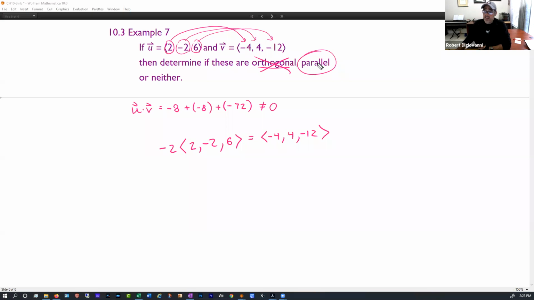It's not as easy to check for parallel as it is to check for orthogonal, in my opinion, because for orthogonal, you're just looking for a dot product to be 0. That's it. But for parallel, you have to see that it's a scalar multiple. And sometimes it's not as easy as just -2.